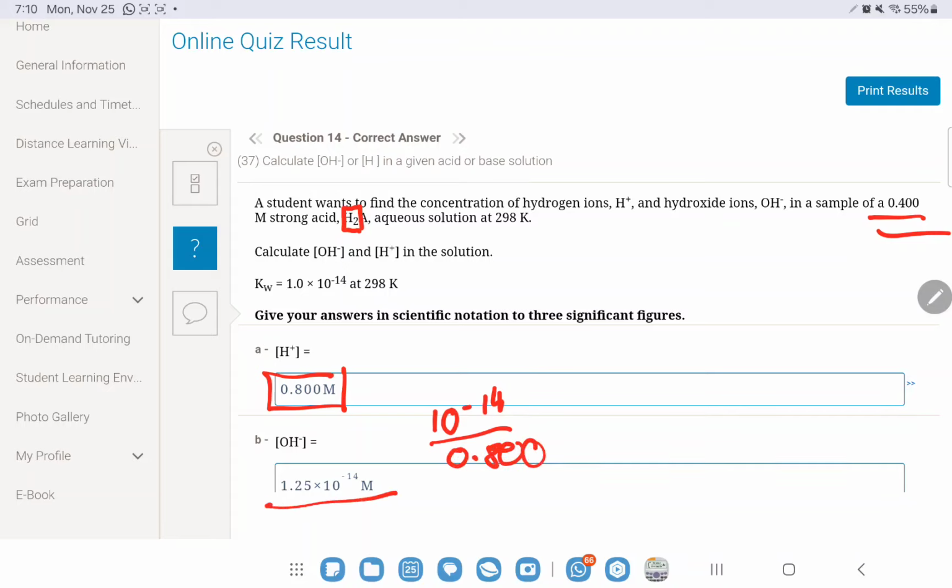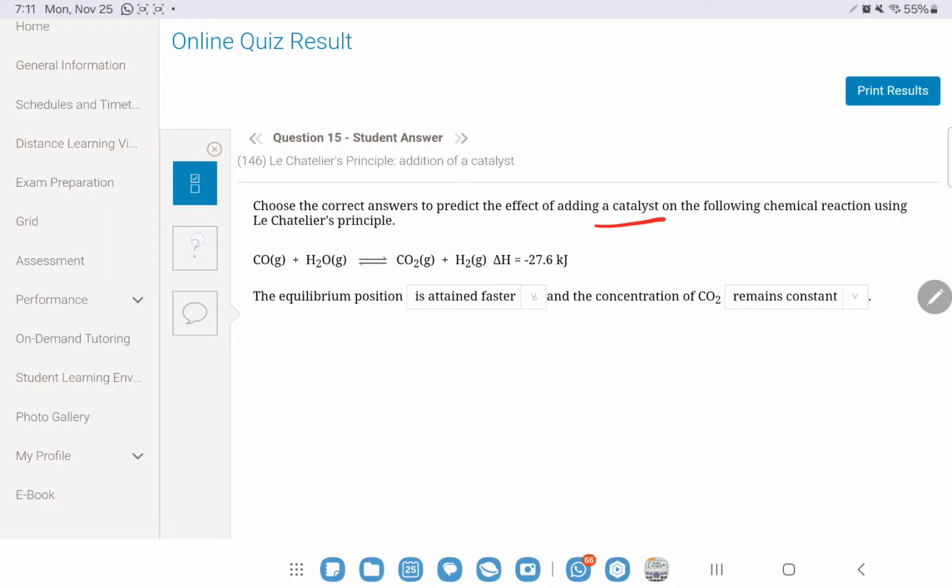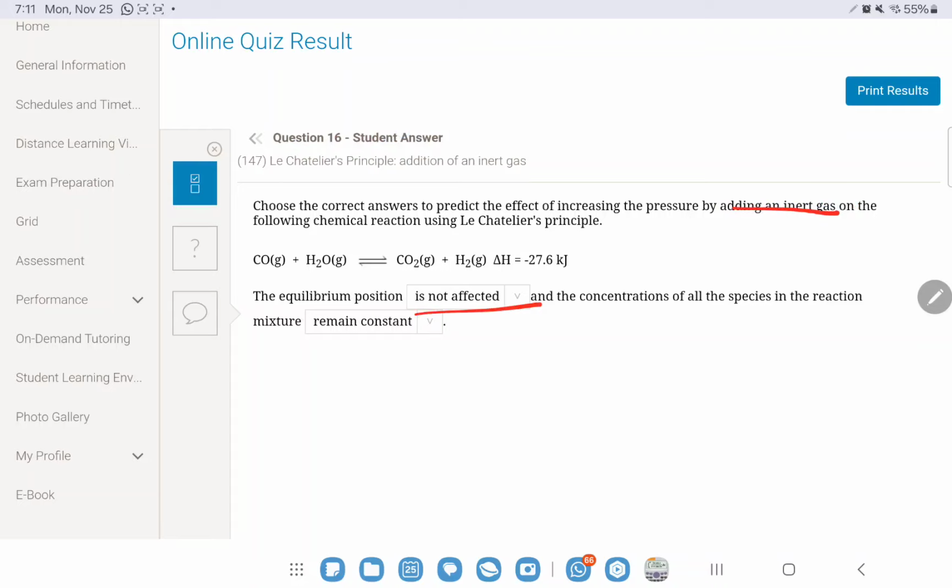Adding catalyst. We know catalysts don't affect equilibrium. They just make it faster, and concentrations will always remain constant when adding a catalyst or an inert gas. And here's your example about the inert gas. Again, not affected, and it will remain constant. And that's the end for chemistry, and have a nice day.